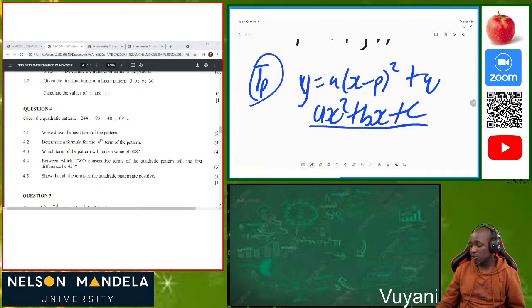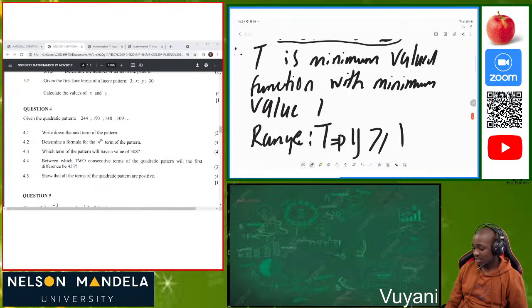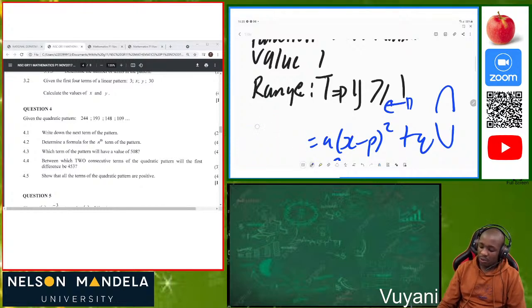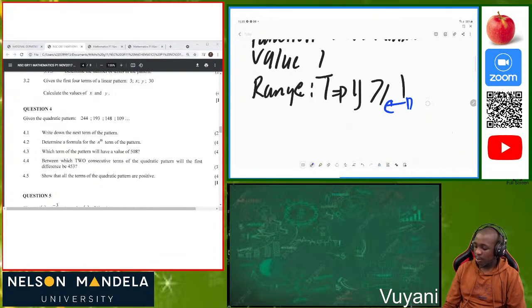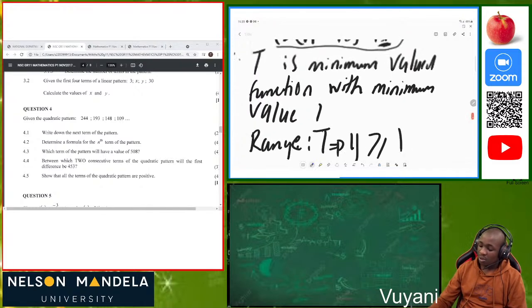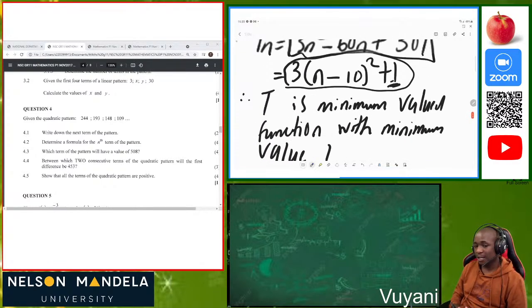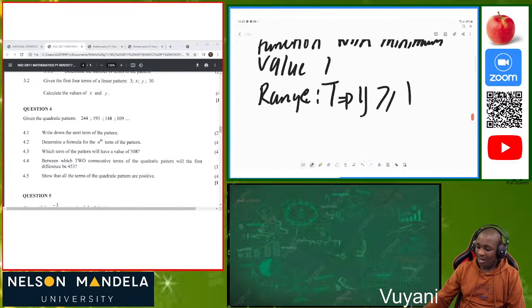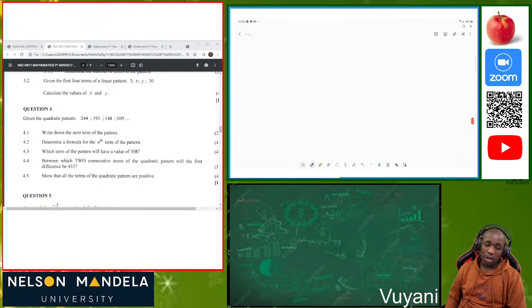So basically, why did we do that? So that we can have the range. When we have the range, it will determine whether the graph is like this or like in this format. But we'll talk more about functions next week. So in this question, we are asked to show that all the quadratic terms in this sequence are positive. In order to show that, you just have to realize what the range is. So we are saying that T is a minimum valued function with minimum value equivalent to 1. This is also important, so it's always the case that we have to realize something like that.